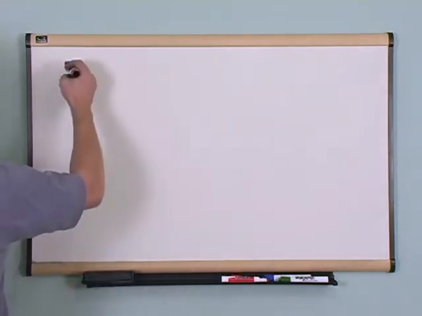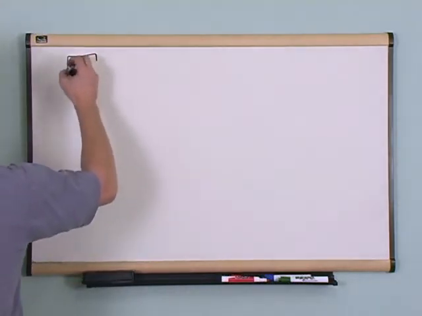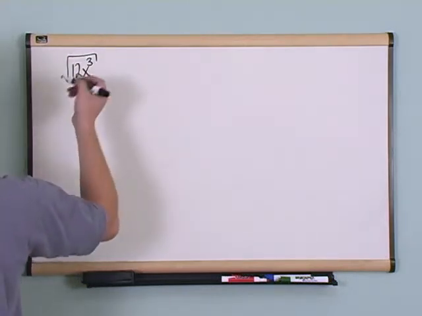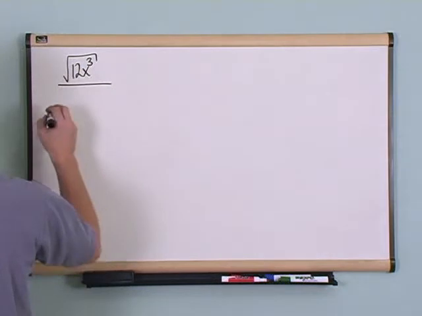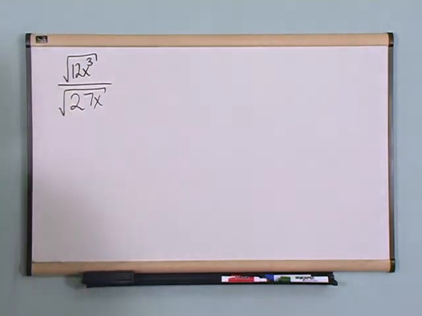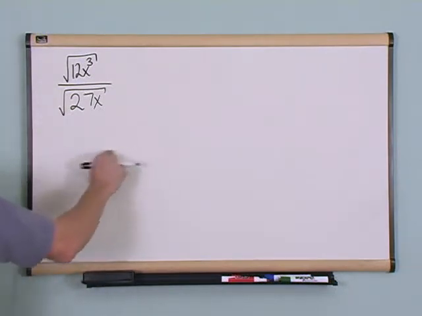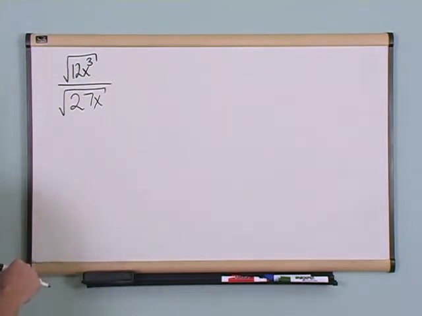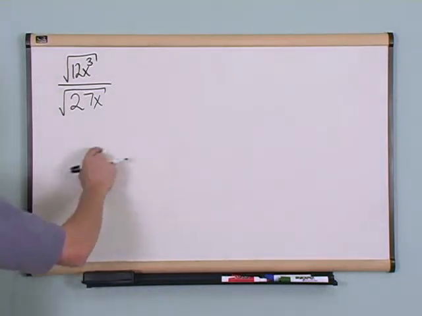We'll do a few problems of division and that'll be it. What if we have square root of 12x to the cubed, or to the third power, divided by square root of 27x. Now, what do we do here? I told you that when you multiply radicals, all you do is you write another radical next to it, and then you multiply the insides.